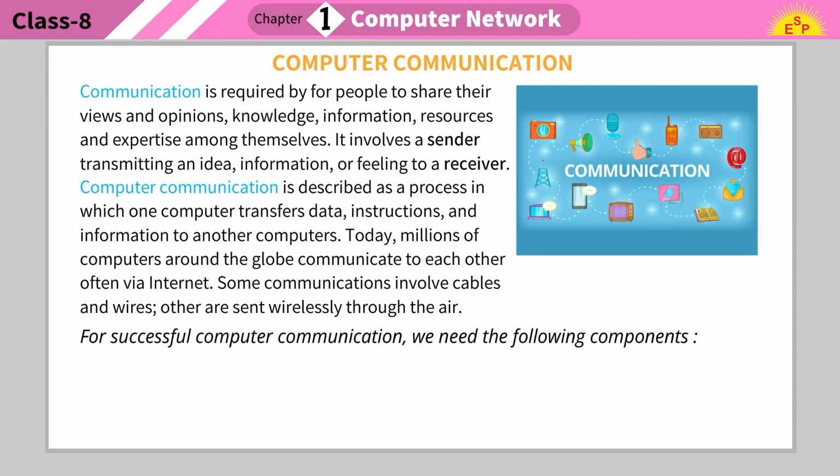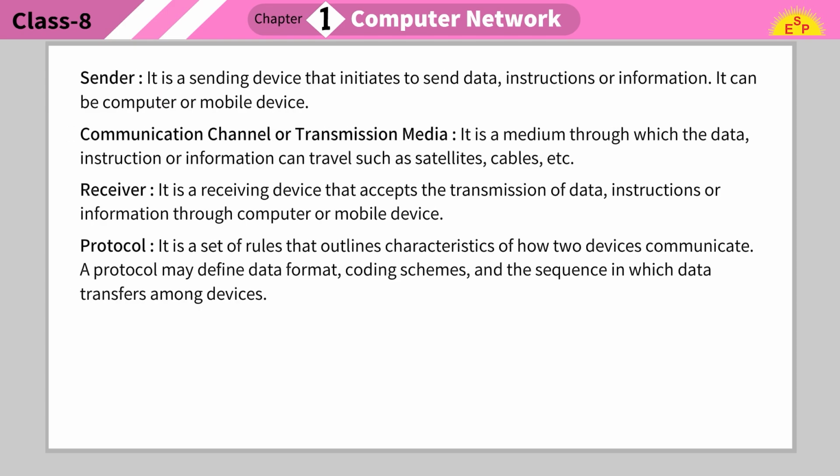For successful computer communication, we need the following components. Sender. It is a sending device that initiates to send data, instructions or information. It can be a computer or mobile device. Communication channel or transmission media. It is a medium through which the data, instruction or information can travel, such as satellites, cables, etc. Receiver. It is a receiving device that accepts the transmission of data, instructions or information through a computer or mobile device. Protocol. It is a set of rules that outlines characteristics of how two devices communicate. A protocol may define data format, coding schemes, and the sequence in which data transfers among devices.